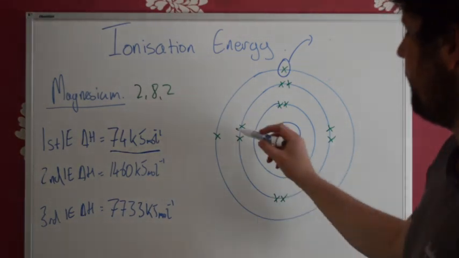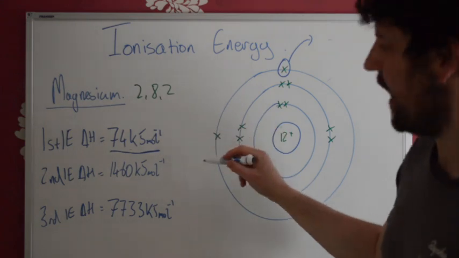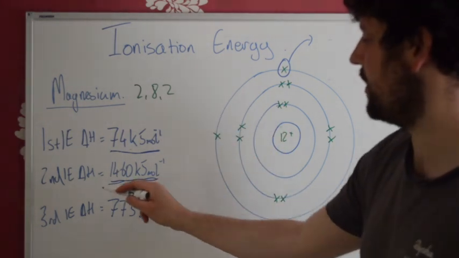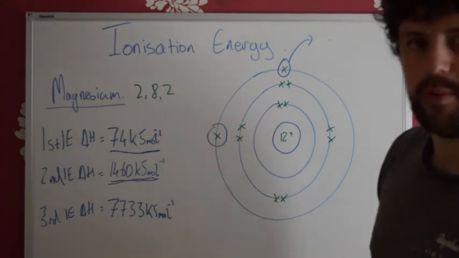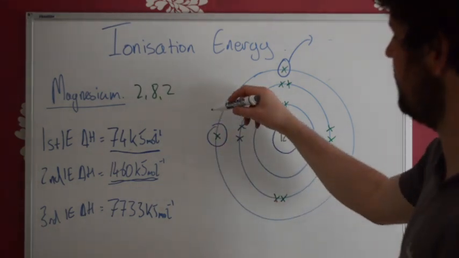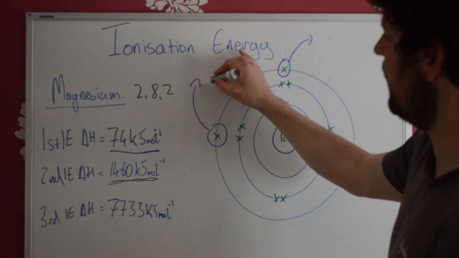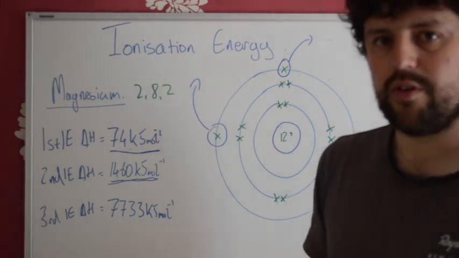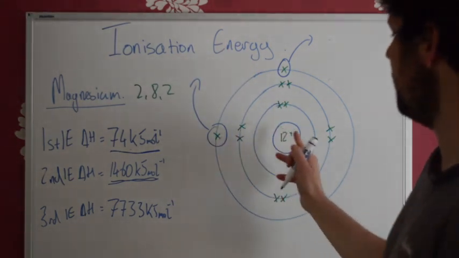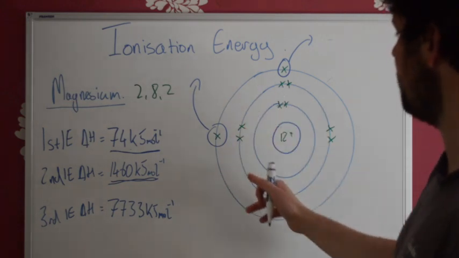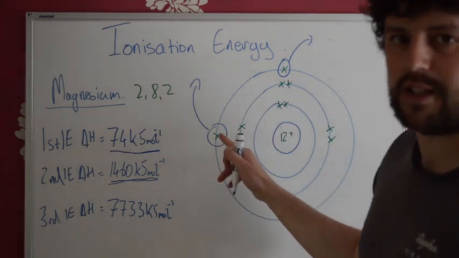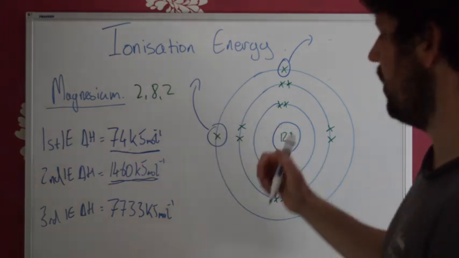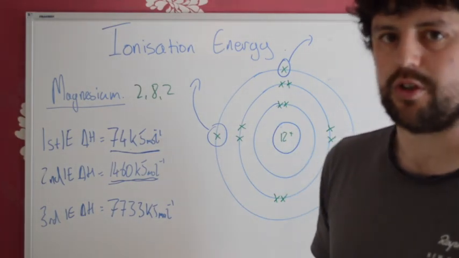Similar story for the second ionization energy. It's 1460, a bit higher. It's still removing that last outer electron from the outer shell. The effective charge is slightly higher because we've got 11 electrons now when we're removing the second electron, but we've still got a 12 positive charge coming from the nucleus.